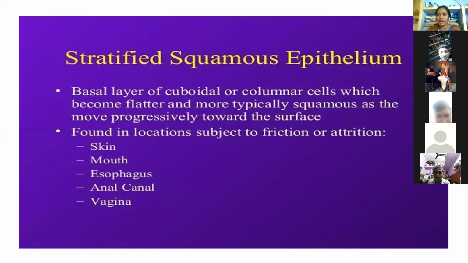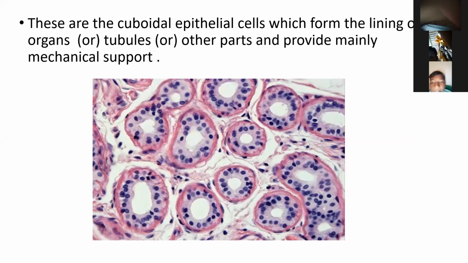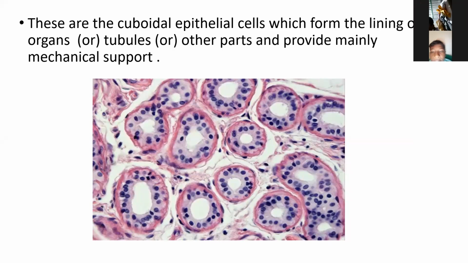Next, there are the cuboidal epithelial cells. They form the lining of the organs, the lining of tubules, or the lining of other parts, to provide mechanical support to the organs. This is the cuboidal epithelial tissue.